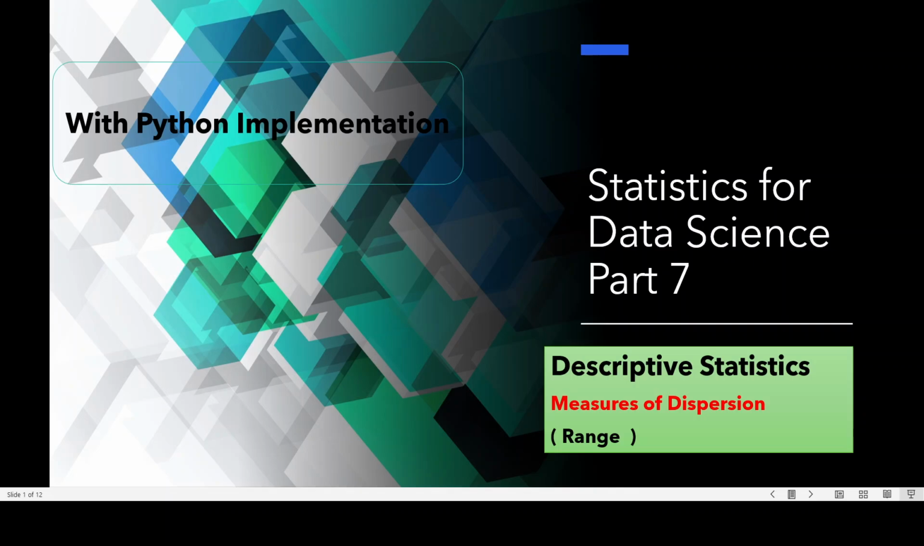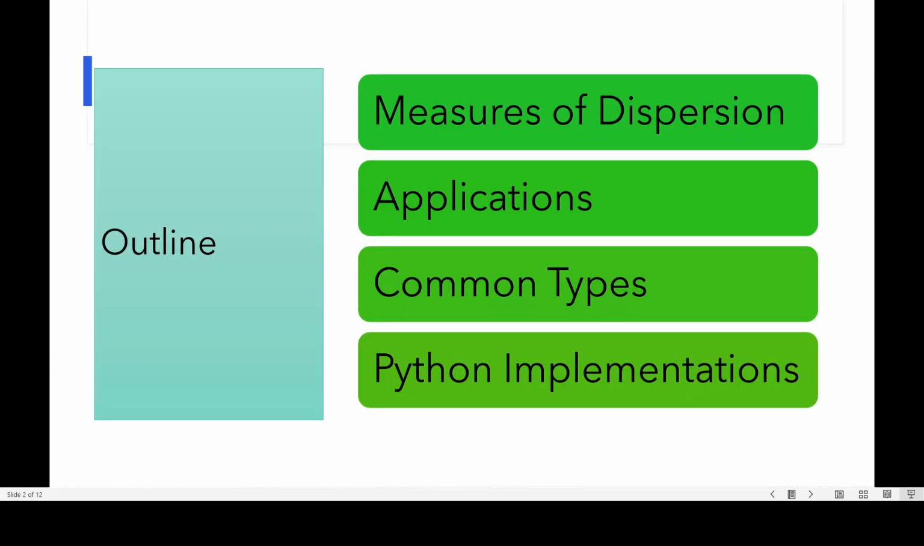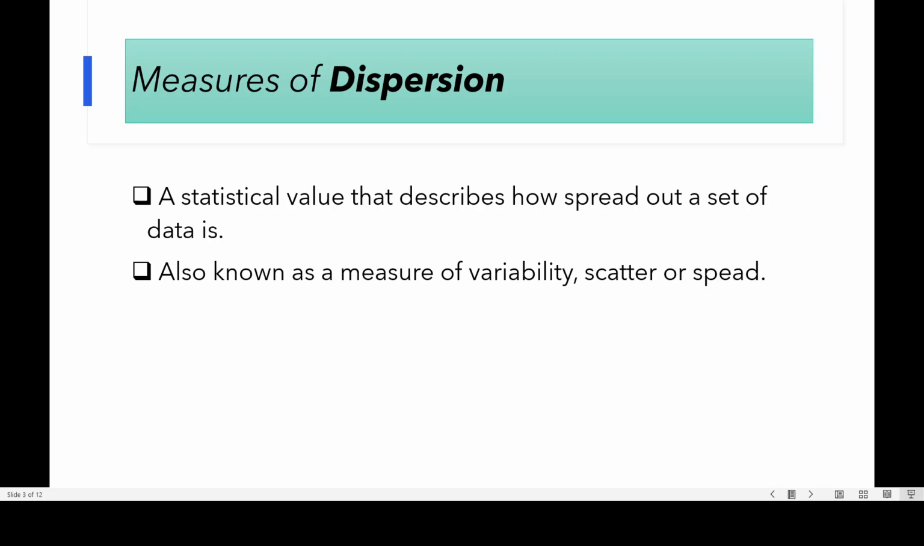In this part, we will discuss measures of dispersion. There are different types of measures of dispersion. In this lecture, we will explore one of the common measures of dispersion called range. So, what is a measure of dispersion?